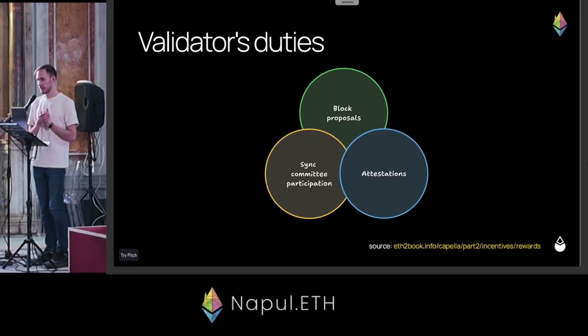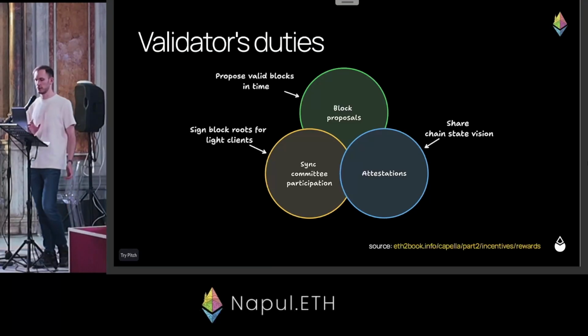But a validator gets rewards because even if it provides a lot of ETH as a stake, it gets something from it. And these rewards come from its duties. So there are three main types of duties of a validator: block proposal, attestation, and sync committee participation. Let's break it down a little bit.